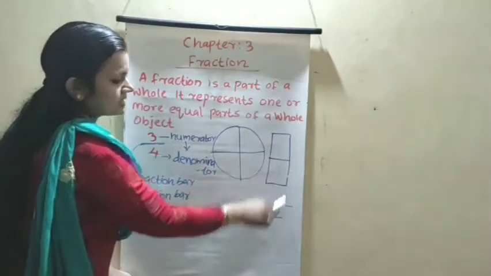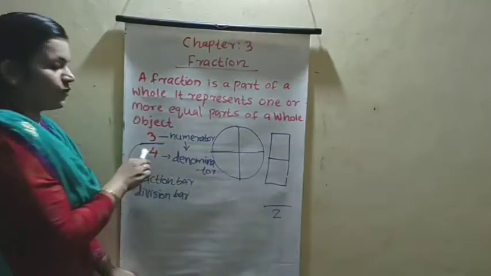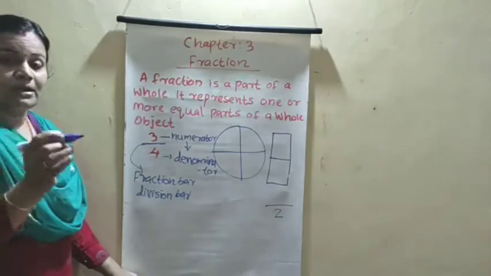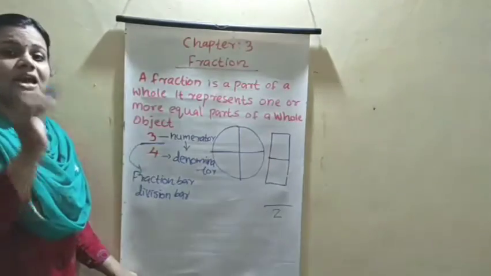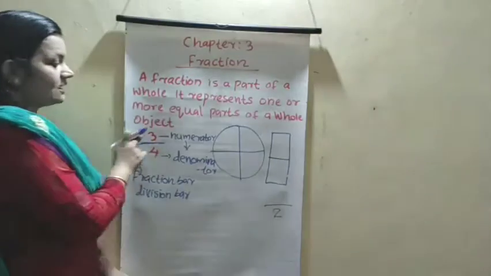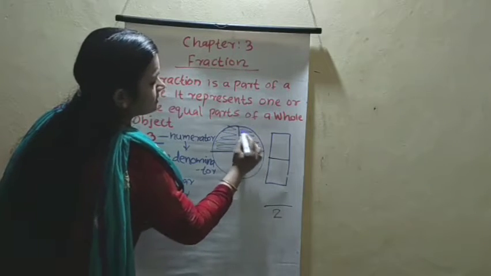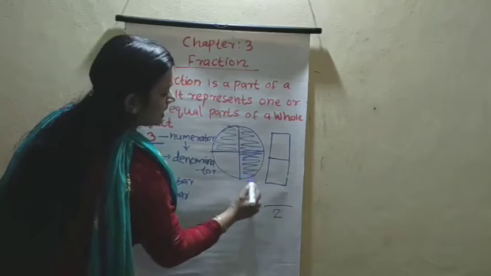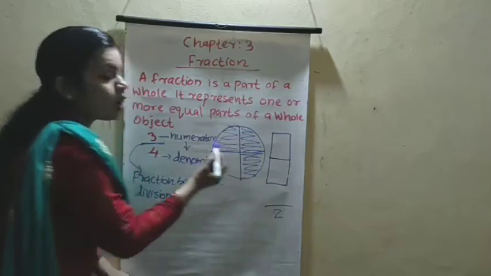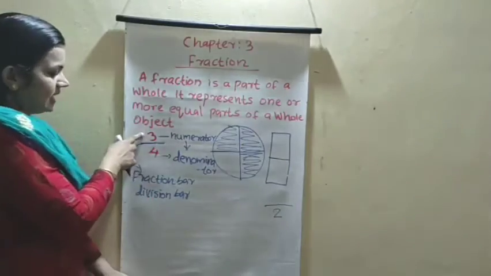What is the total equal parts? In this figure, what is the total equal parts? 1, 2, 3, 4. Four. Okay, then what is the numerator? The numerator indicates the number of equal parts considered. So we consider, then we color these 3 parts. In this figure, how many parts do we consider? 3 parts. That is called the numerator, 3 by 4.